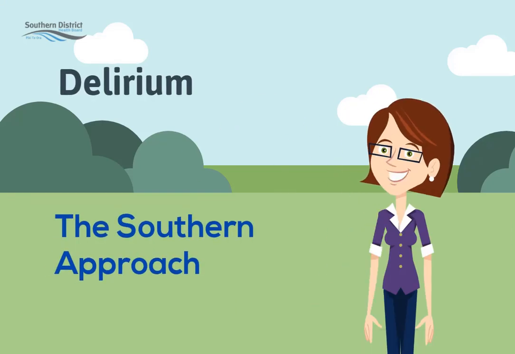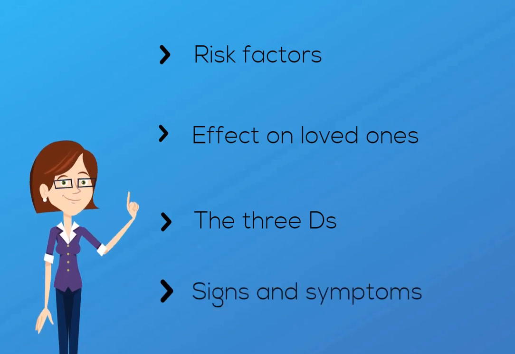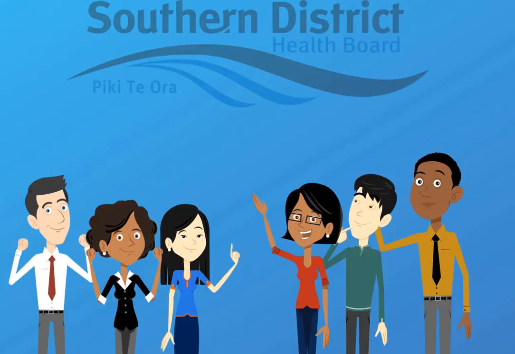In the last video, we looked at the signs and symptoms of delirium. We considered some of the risk factors for delirium, and we saw firsthand the impact delirium has on family. We also explored the differences between those 3 Ds, depression, dementia, and delirium.